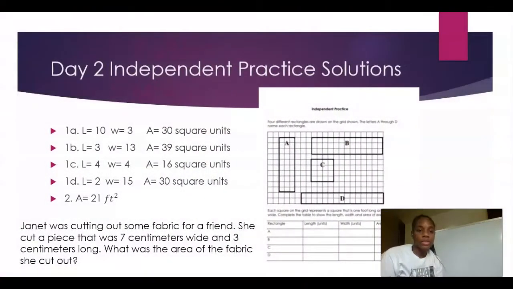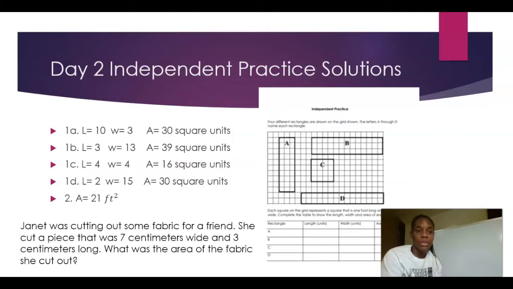So the independent practice questions from yesterday, you had to find the area of the rectangles. In order for you to find the area of the rectangles, you had to figure out what the lengths and the widths were. So for each of them, you had to count how many individual squares on the inside of the rectangles were going from left to right and how many individual squares on the inside were going from top to bottom in order to obtain your length and your width. And then once you figured that out, then you were to take the two numbers and multiply them together.